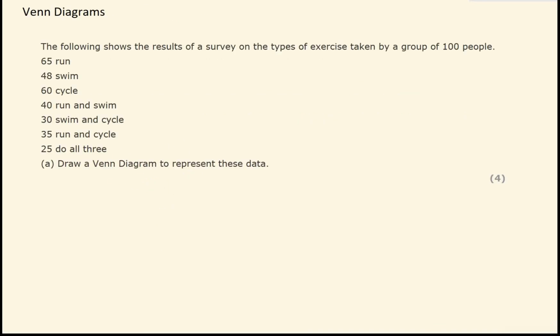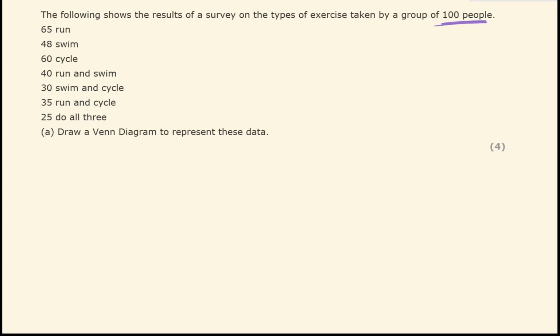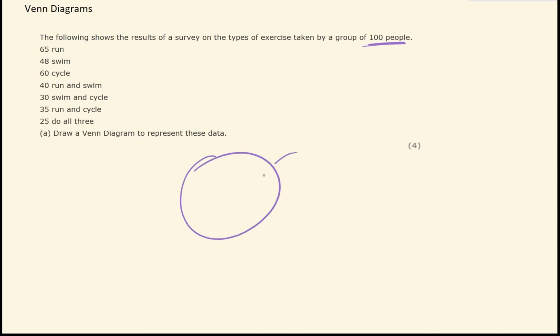Next, you have Venn diagrams. Okay, these were like the mainstay of GCSE and came up quite a lot. Let's just go for one of the really basic ideas. So we have 100 people. We have 3 options: run, swim, and cycle. So that will correspond to 3 different circles.